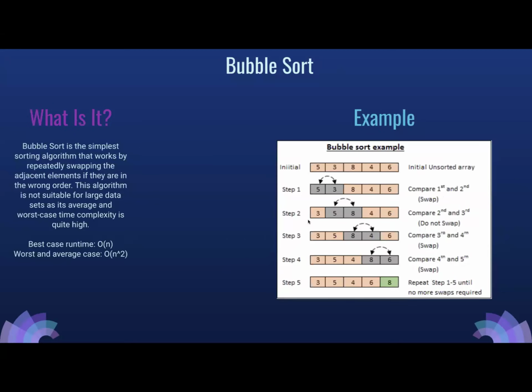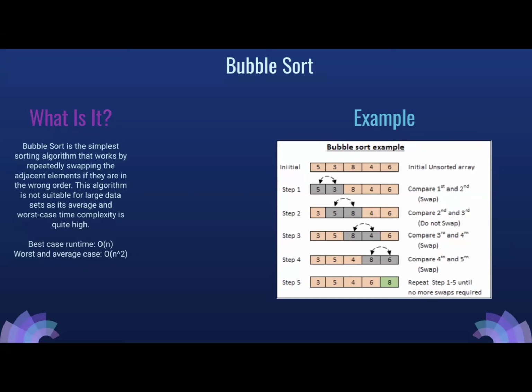Bubble sort. Bubble sort is the simplest sorting algorithm that works by repeatedly swapping the adjacent elements if they are in the wrong order. This algorithm is not suitable for large data sets, as its average and worst time complexity is quite high. The best case runtime is O of n. O of n squared is the worst and average.